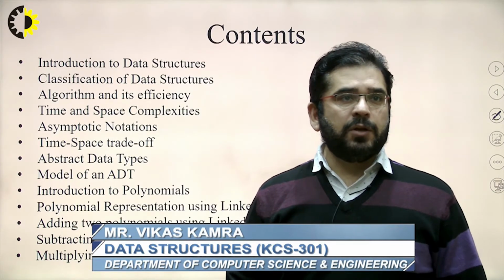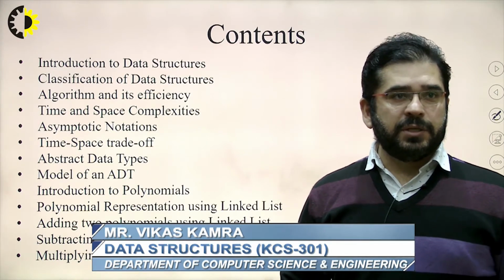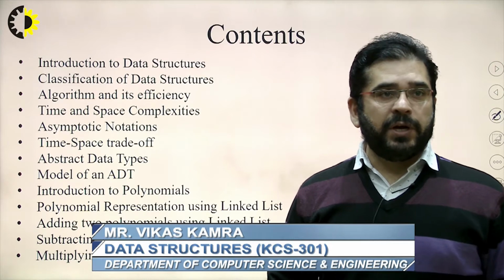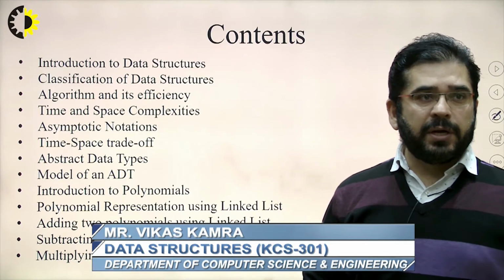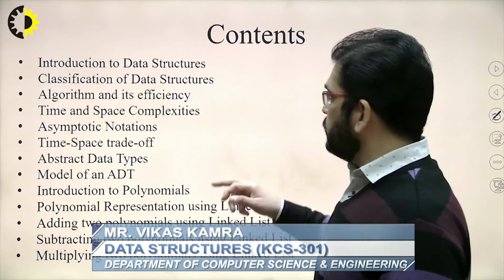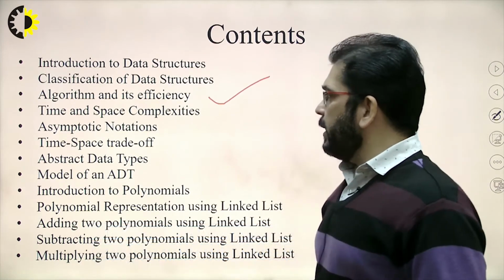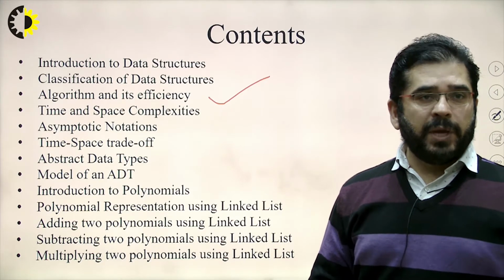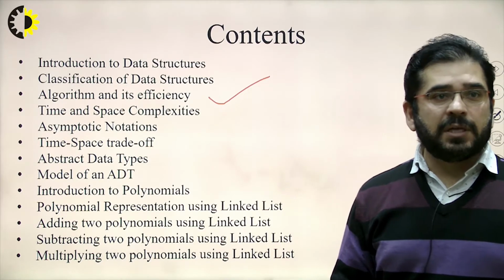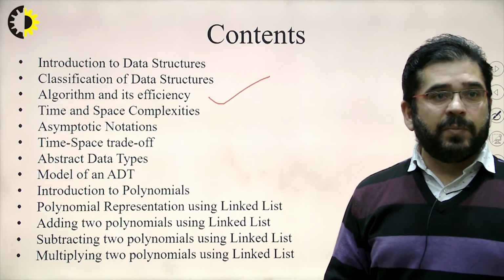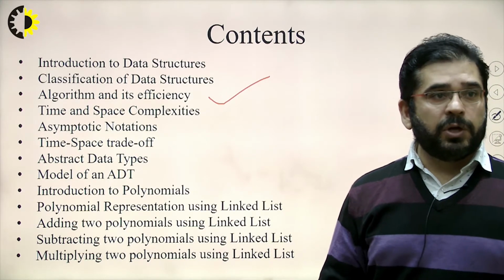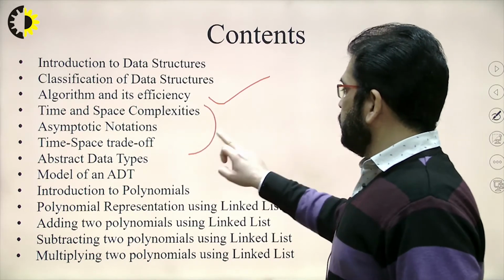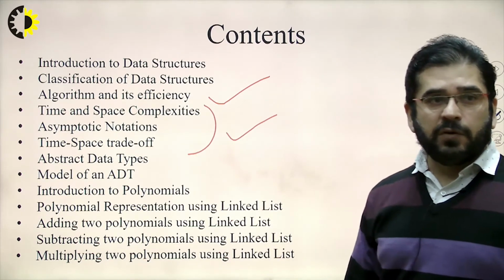Very first, I will tell you about Introduction to Data Structures and classification of data structure, meaning what different types of data structures are available and how we can classify them. Then the next topic is algorithm and its efficiency, the basics of algorithm which can help us make computer programs, and how to measure the efficiency of the algorithm: the time and space complexity, the asymptotic notations, time and space trade-off. These three are the parameters which are used to measure the efficiency of the algorithm.